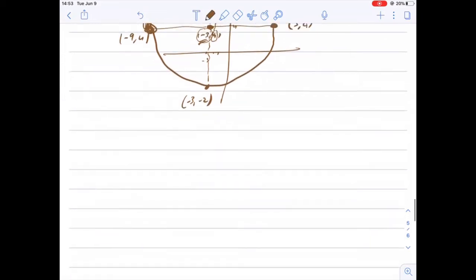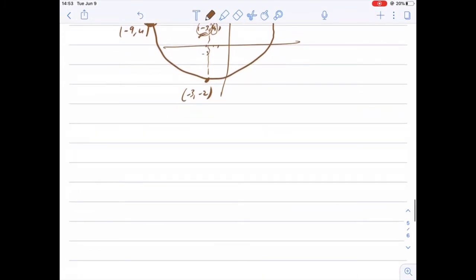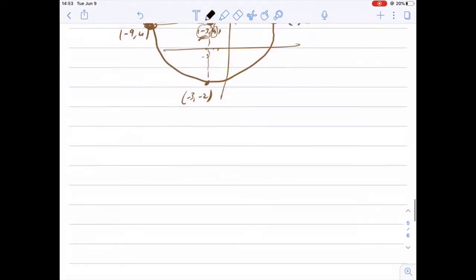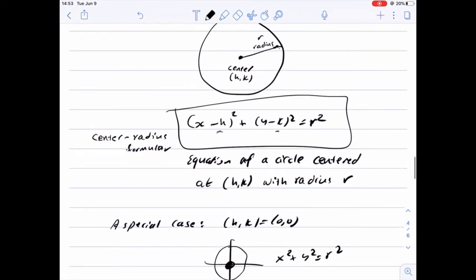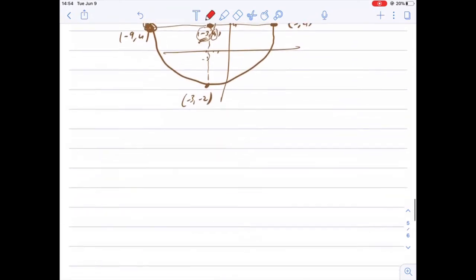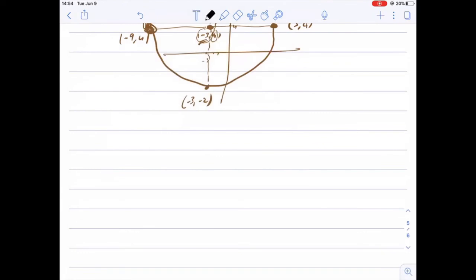Sometimes the equation is not written in the center-radius form. We know that if the circle is written in the center-radius form, then it becomes very easy to find the center. The center is just h, k, and the radius is r. But sometimes the equation is not written in that form. For example, it's written in the general form. The general form of the equation of the circle is x squared plus y squared plus dx plus ey plus f equals 0.